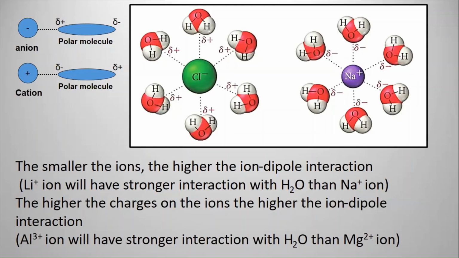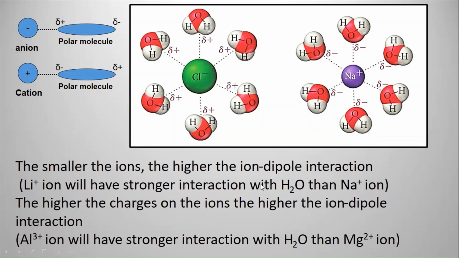What other factors affect the attraction forces? The distance. The distance between these 2 atoms here, the cation and the partial negative here, which is oxygen. The smaller the distance, the higher the interaction. How can the distance be smaller? The size. The smaller the size of the positive, the higher the interaction.